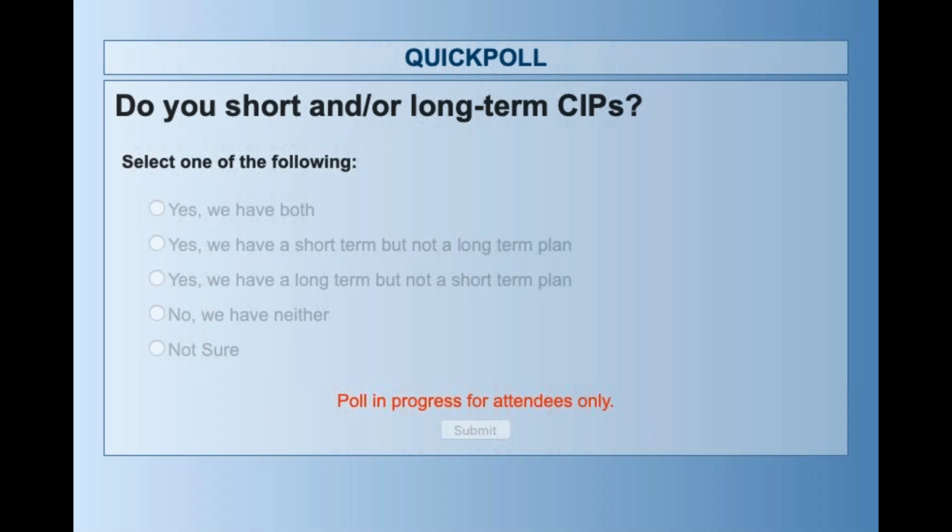So do you have both short and long term? Do you just have short term but not long term? Just long term but not short term? Do you have neither, or you're not sure? So go ahead and put in an answer to this poll question.